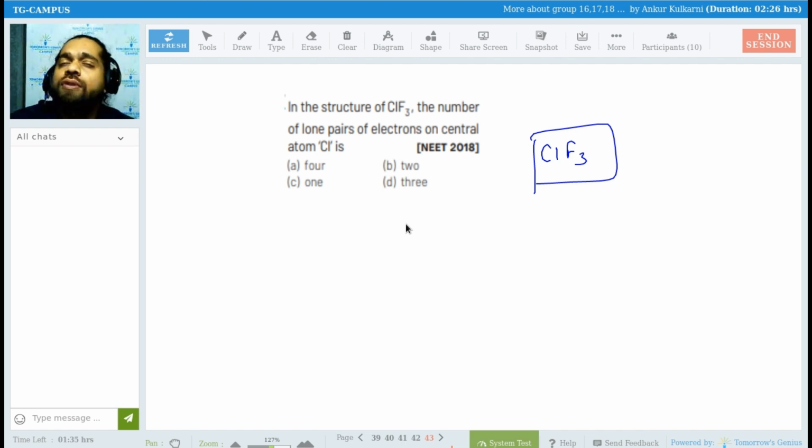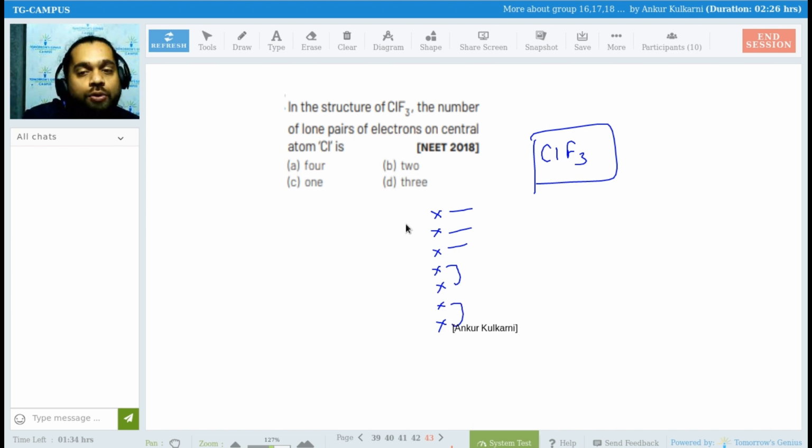Anthony, you do not have to count them as 4 electrons. They have asked the lone pairs, correct? It is 2. So chlorine has 1, 2, 3, 4, 5, 6, 7. Fluorine, so 1 lone pair, 2 lone pair. Anthony, please do not write it as 4 lone pairs. We have only 2 lone pairs. Okay, 4 electrons but 2 lone pairs.